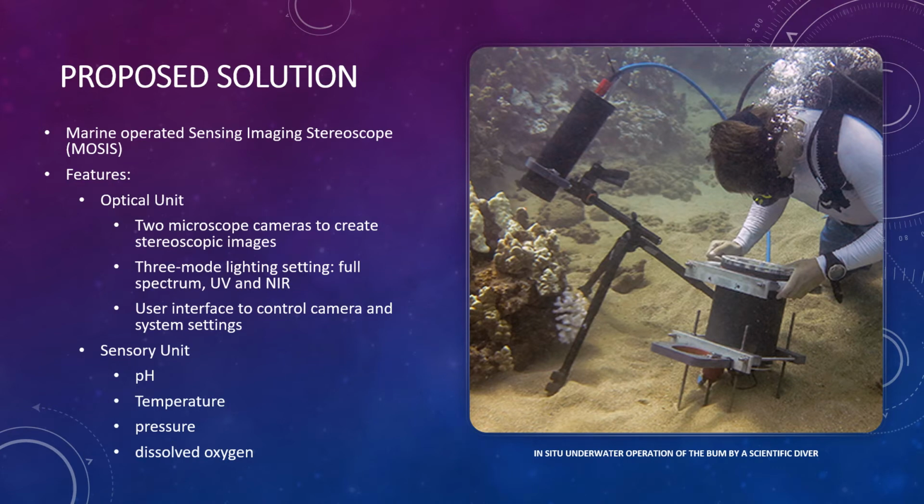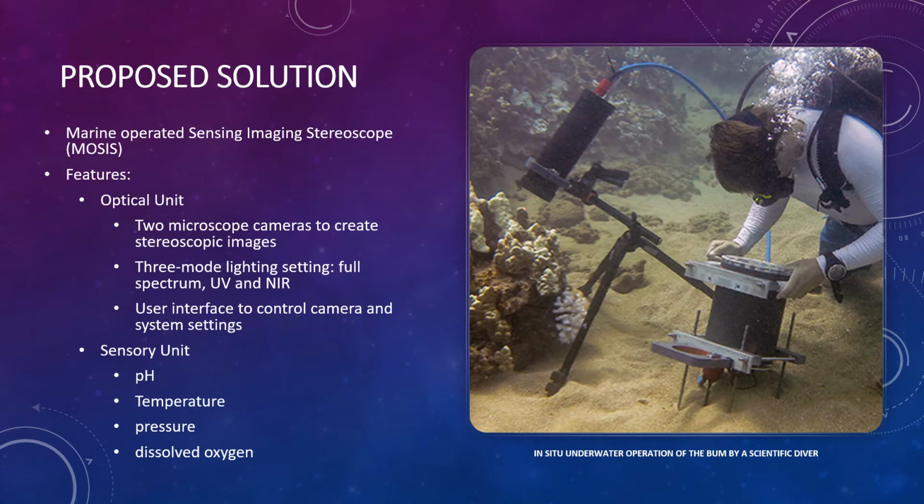The Marine-Operated Sensing Imaging Stereoscope, MOSES, will be a device capable of capturing stereoscopic images with a log of key sensor readings from the surrounding ambient water. The device itself shall be easy to manipulate via scuba diving, in which a researcher places the device over or looking towards the selected sample area. This device will be separated in two units, an optical unit and a sensory unit.